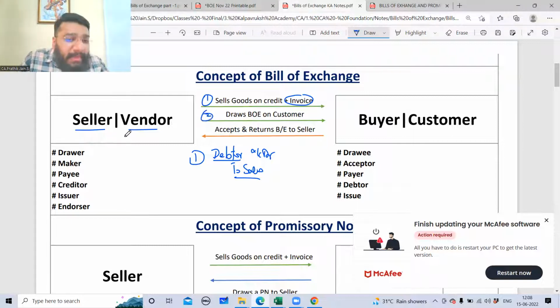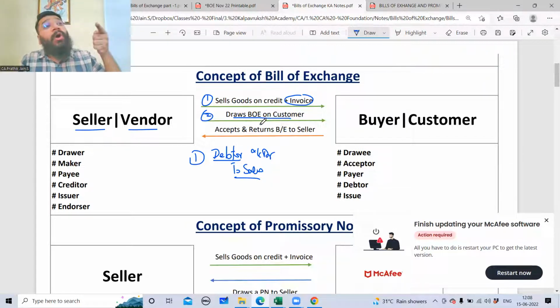Now, the seller draws a bill of exchange on the customer because we are tired of asking the customer to give a promise in writing. Since he did not give the promise in writing, now we are preparing that promise note. On whose behalf? On the customer's behalf. The process of preparing the document by the seller and accepting by the customer is called bills of exchange.